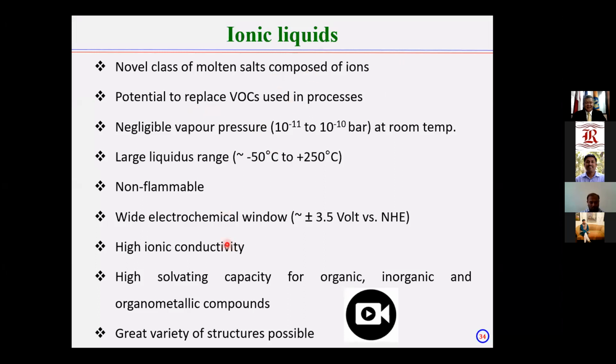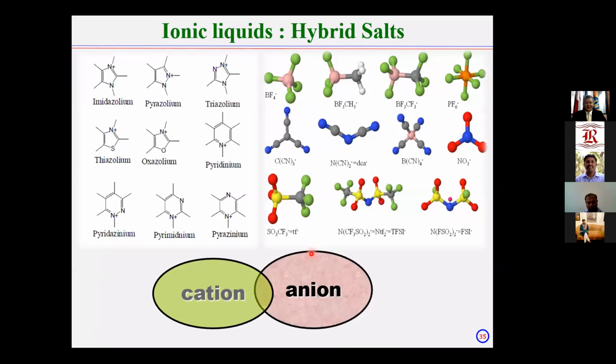Electrochemical window is very high for battery, supercapacitor and energy systems. Conductivity is very high, solvating capacity is very high, and above all, a great variety of structures is feasible. So I put another word for ionic liquid: hybrid salts. We know the conventional salts, sodium chloride and others, where both cation and anion are inorganic in nature. In an ionic liquid, one of them, preferably the cation, is organic, and most of them are heterocyclic compounds: imidazolium, pyridinium, pyrrolidinium, piperidinium, and so on.